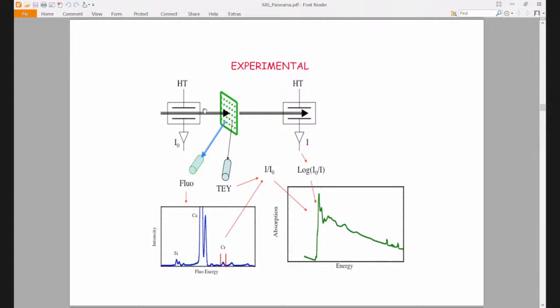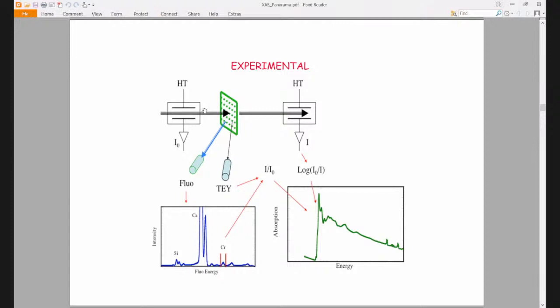That's the photoelectric effect. Einstein got the Nobel Prize because of that. If you collect all these electrons as a function of energy for all angles, all the energy, all angles, it has been proved experimentally and also theoretically that you have something which is proportional to the absorption.